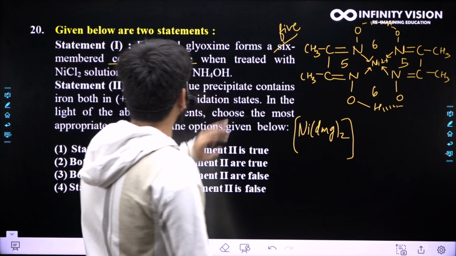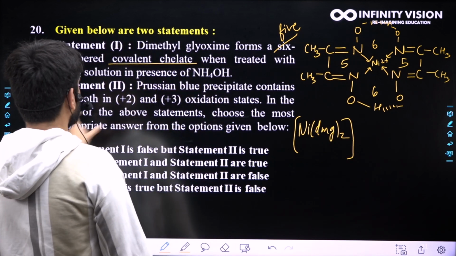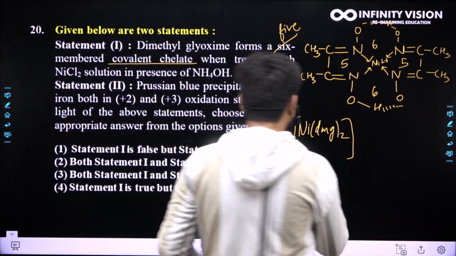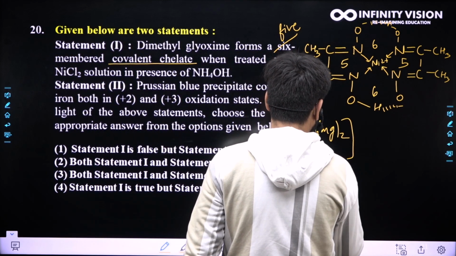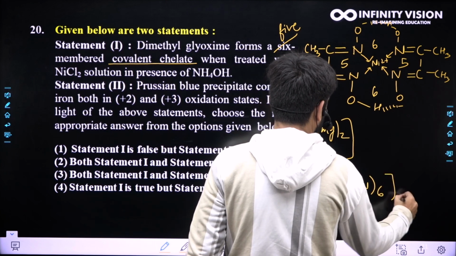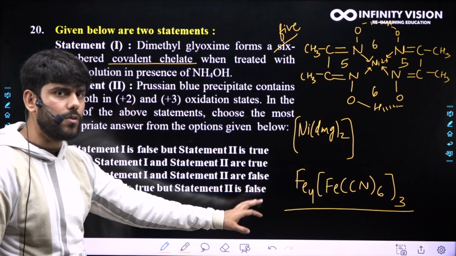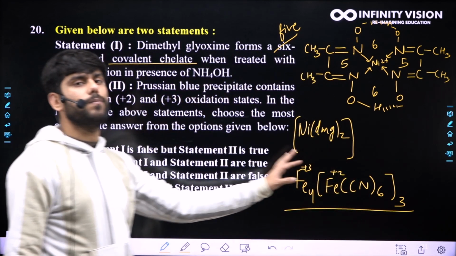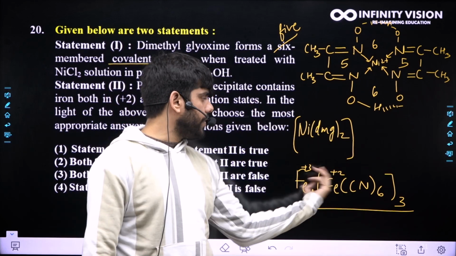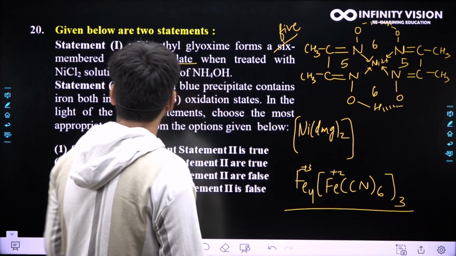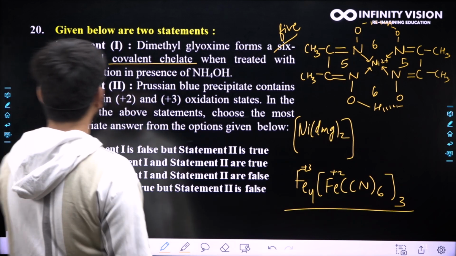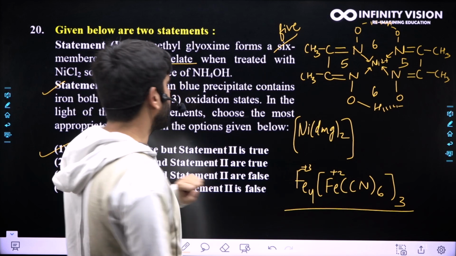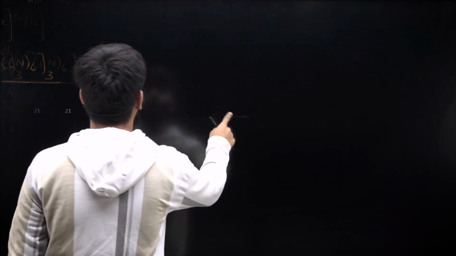And then in statement number 2, Prussian blue precipitate contains iron both in +2 and +3. So in the estimation of nitrogen, we get this Fe4[Fe(CN)6]3. This is the Prussian blue coloration compound that is formed. And we know that here we have the +3 oxidation, here we have the +2 oxidation, and this is Prussian blue. Then there is Turnbull's blue also, where these oxidation states are reversed. So yes, the second statement is absolutely correct. So statement number 1 is false, but statement number 2 is true. I hope the question is clear to you. Let us move to the next question.